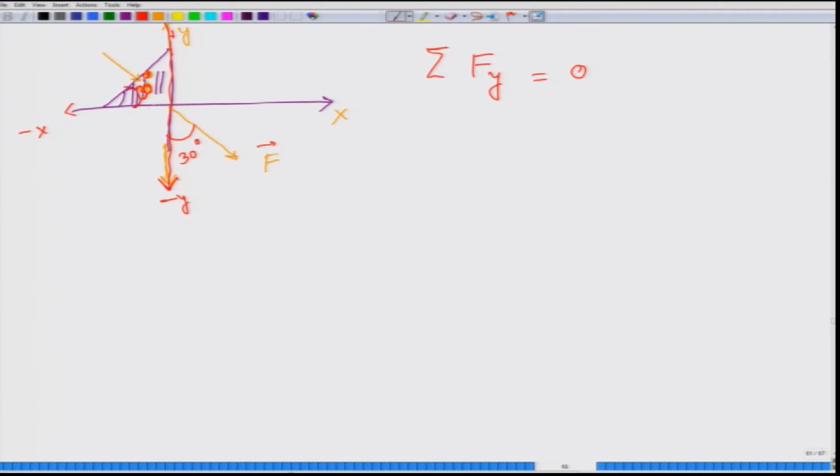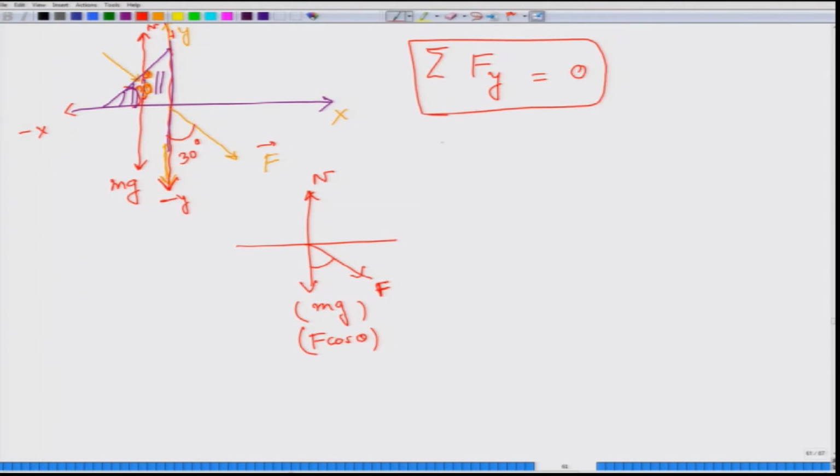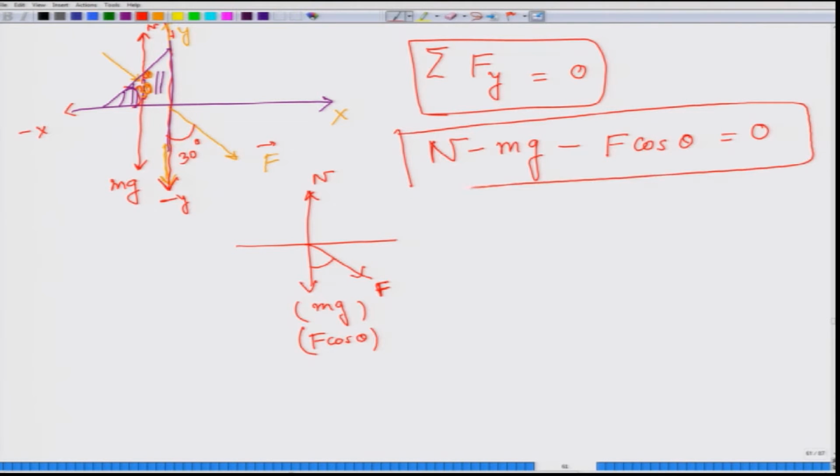So, I can write summation over F y equal to 0 as, now you see the block is right here, this inclined plane makes an angle 30 degrees. mg is like this, downward, and the normal reaction from the surface is N along the positive y axis. So, normal reaction is this way, mg is this way, and the force has a component F cosine theta along the negative y axis. If I write this summation of F y equal to 0, I get N along the positive y direction, minus mg because it is along the negative y direction, and then minus F cosine theta because it is also along the negative y direction. So, I get this to be 0, or I can write F cosine theta is N minus mg. This is my equation number 1.